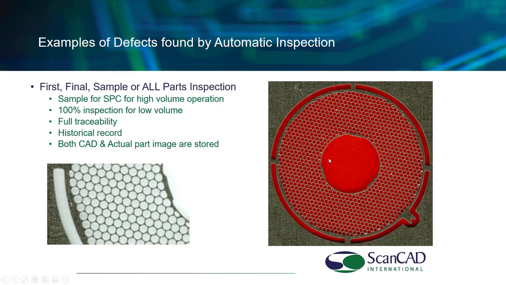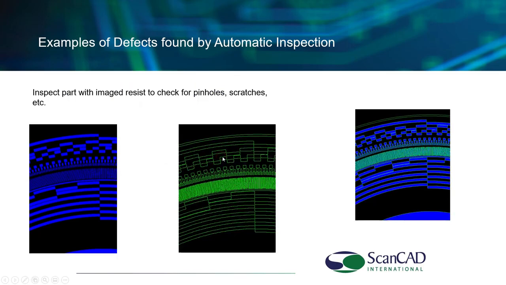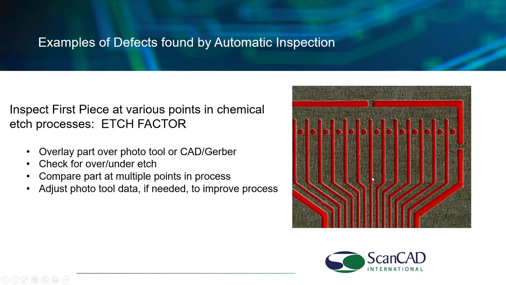Every time you perform an inspection, the color image, the CAD data, any errors, hopefully no errors, are all stored in your historical record. So it supports your ISO certification. Again, we can use CAD data or an actual part when we're performing that inspection. Here's an example of some other types of surface defects that we're inspecting for, scratches, those kinds of things.